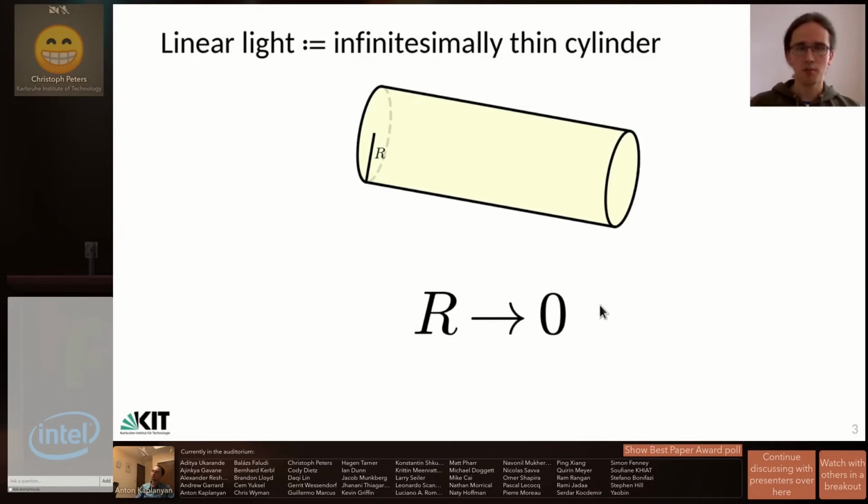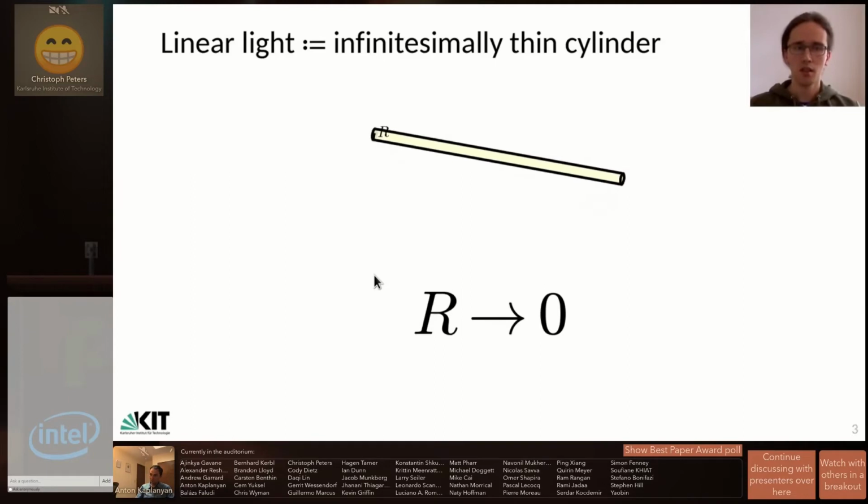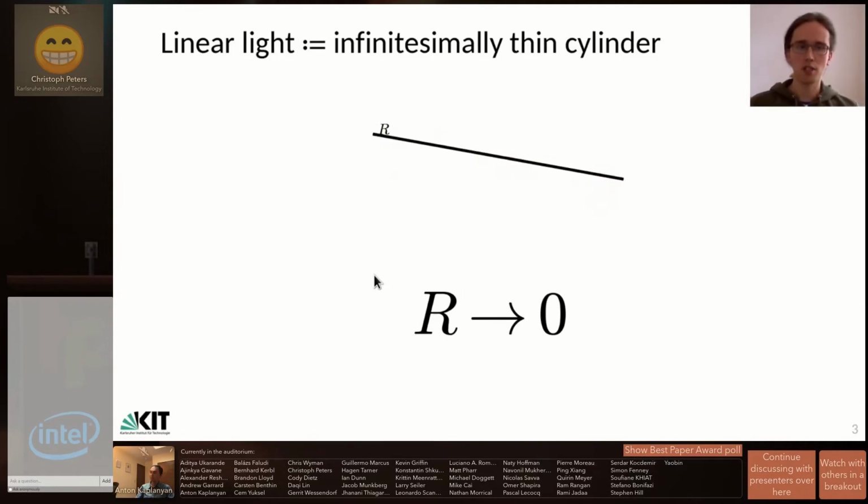Let me clarify what I mean by a linear light. Linear light is what we get if we start from a cylindrical light and then take the radius to 0 in the limit like this. So if we compute the shading for this limit case, we are computing shading for a linear light.